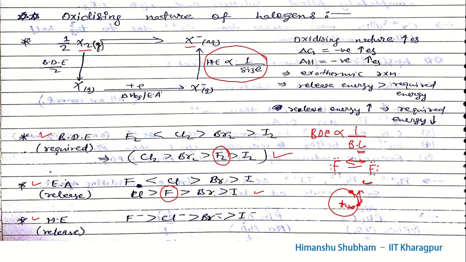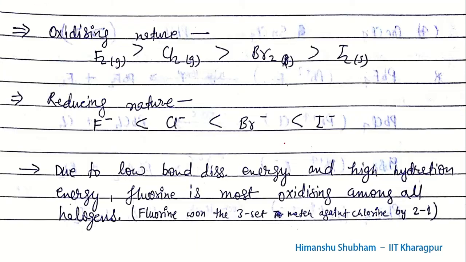On the basis of these three energies, we have come to the conclusion that the energy released is greatest in the case of fluorine, followed by chlorine, followed by bromine, and followed by iodine. The order has been shown here. The oxidizing nature order is as follows, and the order of reducing nature would be opposite to that of oxidizing nature.